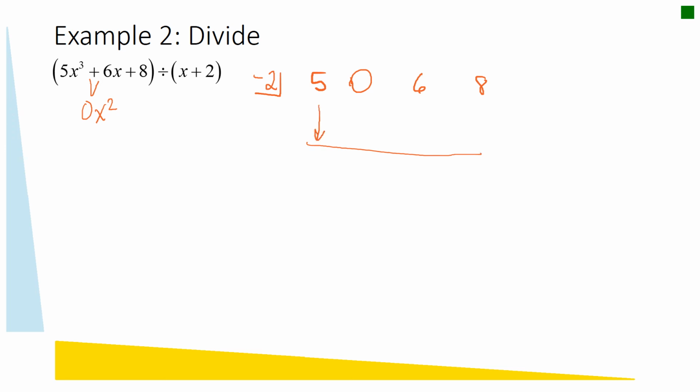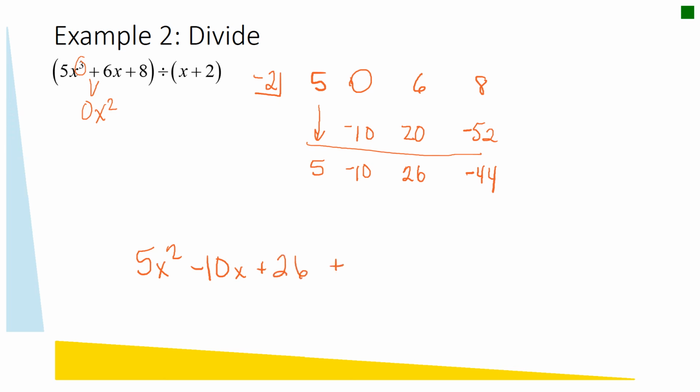We'll drop down the 5. So 5 times negative 2 is negative 10. We'll add that to 0 and we get negative 10. Negative 10 times negative 2 is 20. 20 plus 6 gives me 26. 26 times negative 2 is negative 52. And negative 52 plus 8 gives me negative 44. So my resulting answer, since this was x cubed, my answer will start with x squared: 5x squared minus 10x plus 26, plus negative 44 over x plus 2.